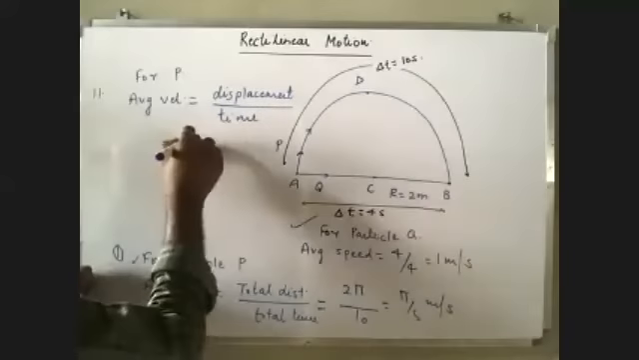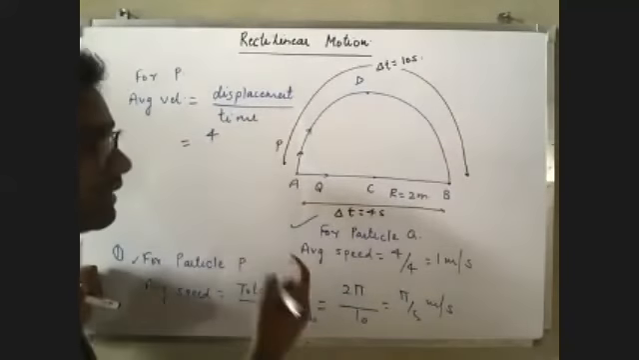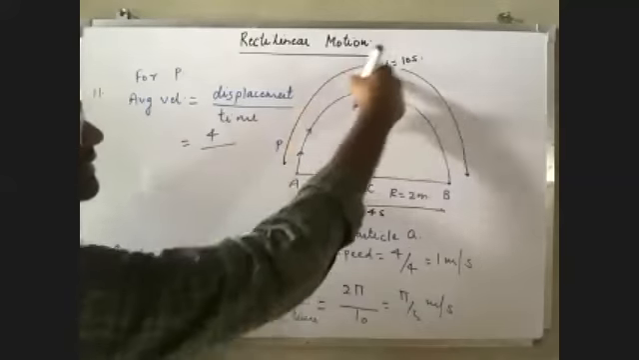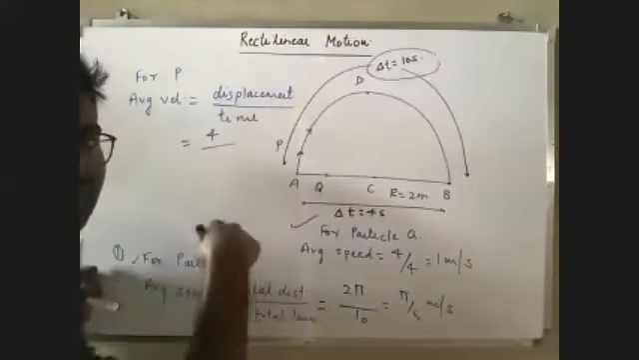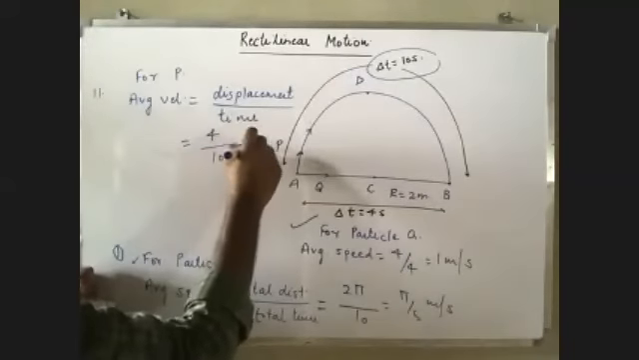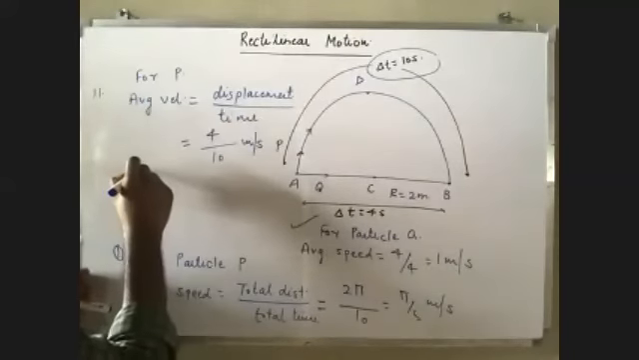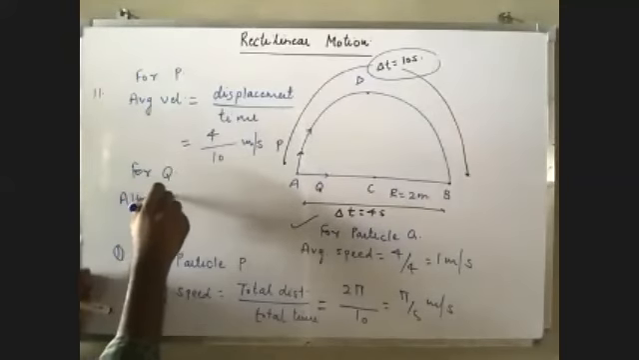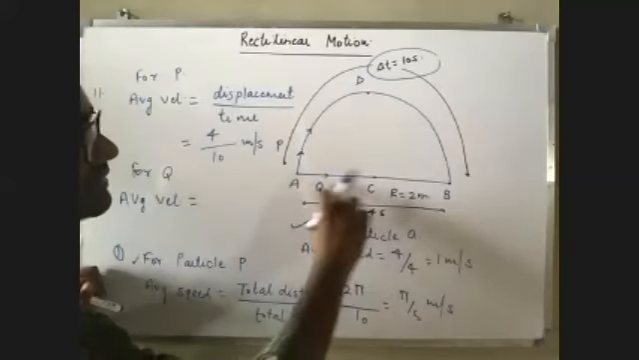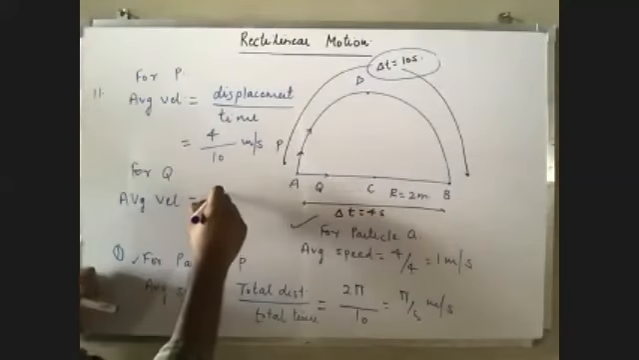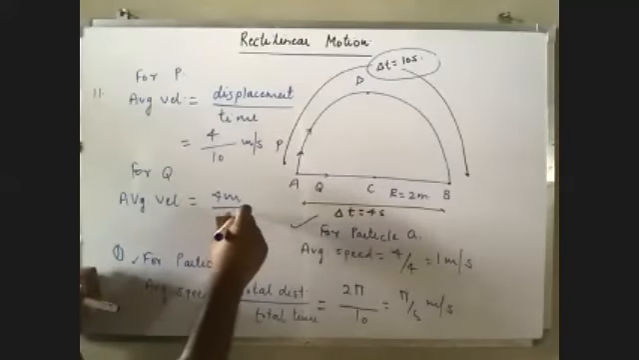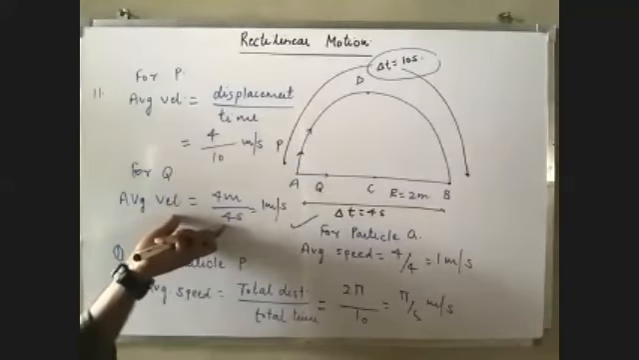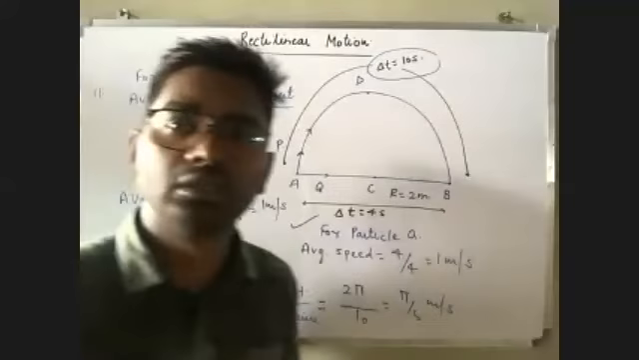Good. So 4 meter, divided by how much time? 10 seconds, because P is taking 10 seconds. So 4 by 10 meter per second. And for particle Q, can I say the average velocity? The displacement is nothing but 4 meter, because it is moving along a straight line, and 4 seconds. So it is 1 meter per second. Is it clear? So this is the average velocity of Q, and this is the average velocity of P. Is it clear to everyone?